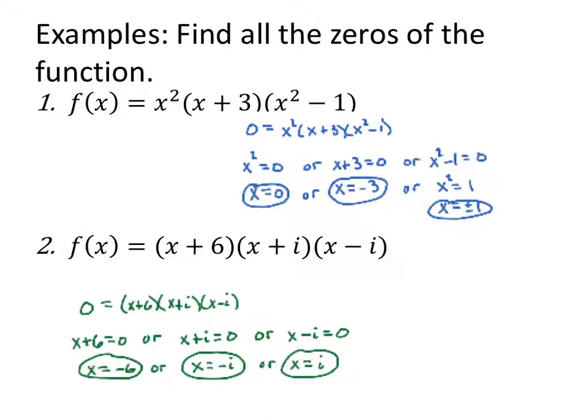Those are my zeros. If f of x equals x plus 6 times x plus i times x minus i, I'm going to set each factor equal to 0. Each factor equal to 0 gives me zeros of x equals negative 6, x equals negative i, and x equals positive i.